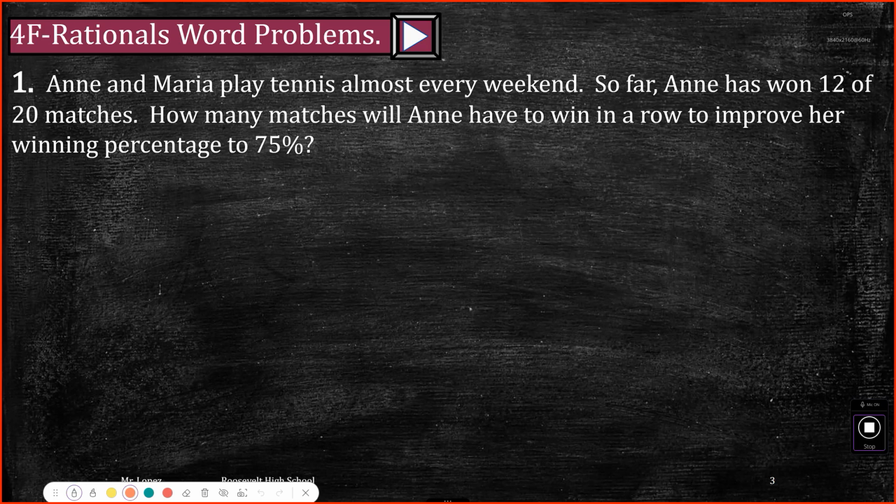So lesson 4F, rational word problems. Problem 1. Anne and Maria play tennis almost every weekend. So far, Anne has won 12 of 20 matches. How many matches will Anne have to win in a row to improve her winning percentage to 75%?